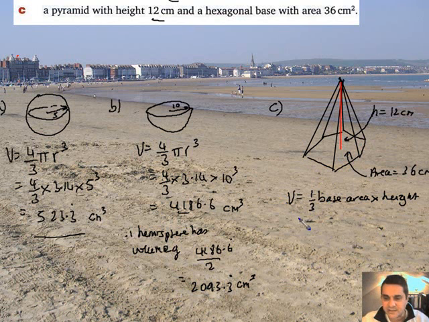So I'm told it's 36, so let's just substitute. Equals 1/3 of 36 multiplied by the vertical height of 12. Well, a third of 36 is 12, that's going to be 12 times 12, isn't it? And then 12 12s are 144, because everybody knows the 12 times table.